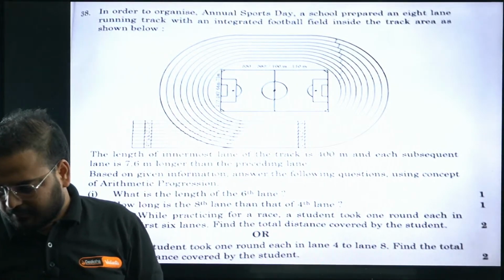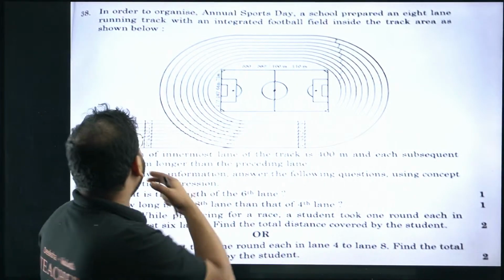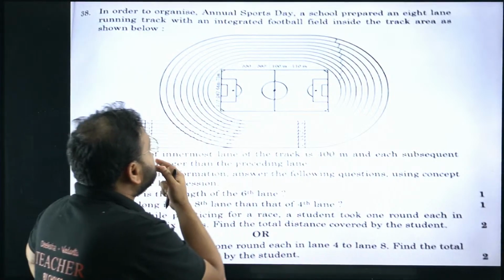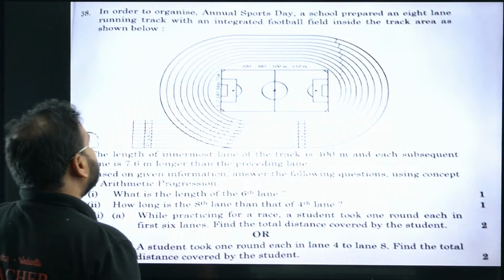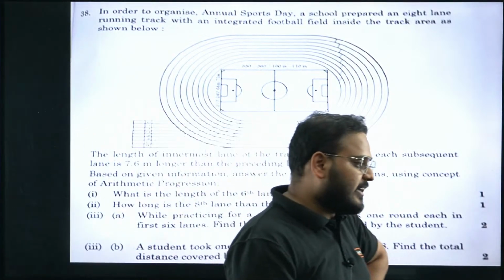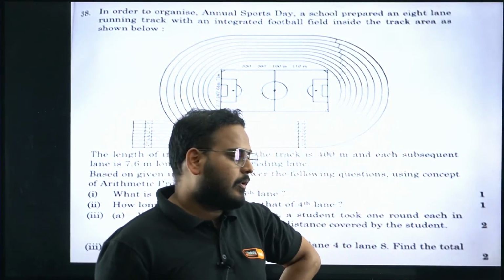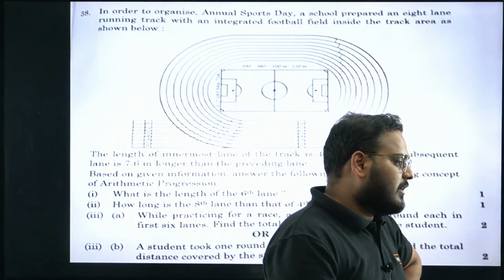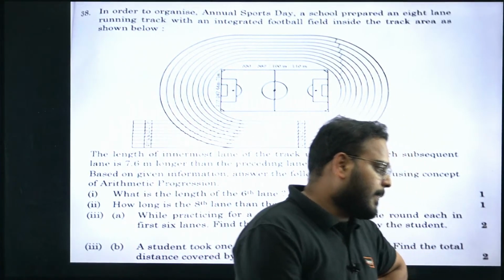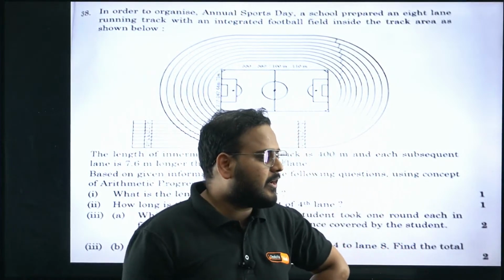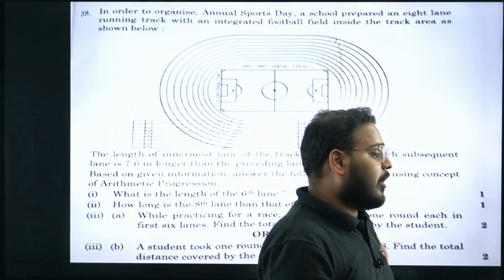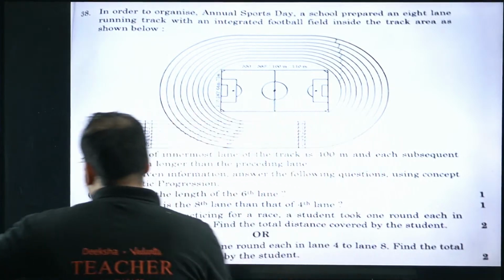So what do we have in question number 38? In order to organize the annual sports day, a school prepared an 8-lane running track with an integrated football field inside the track area as shown below. The length of the innermost lane of the track is 400 meters and each subsequent lane is 7.6 meters longer. Actually it's an AP question, right? It's an AP problem, sir.